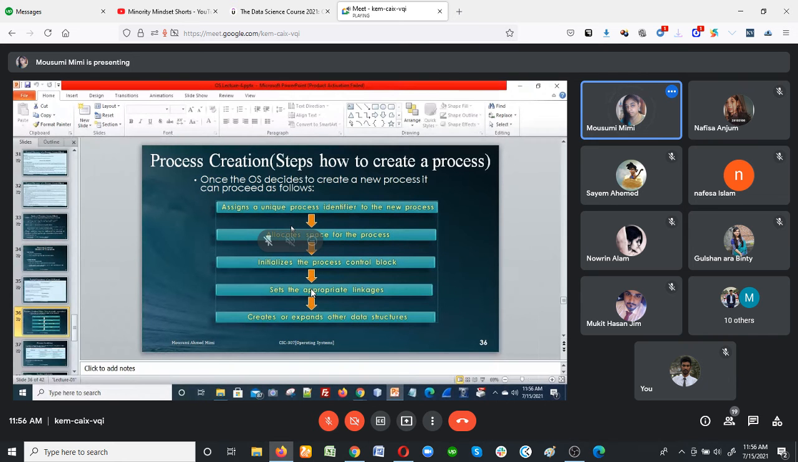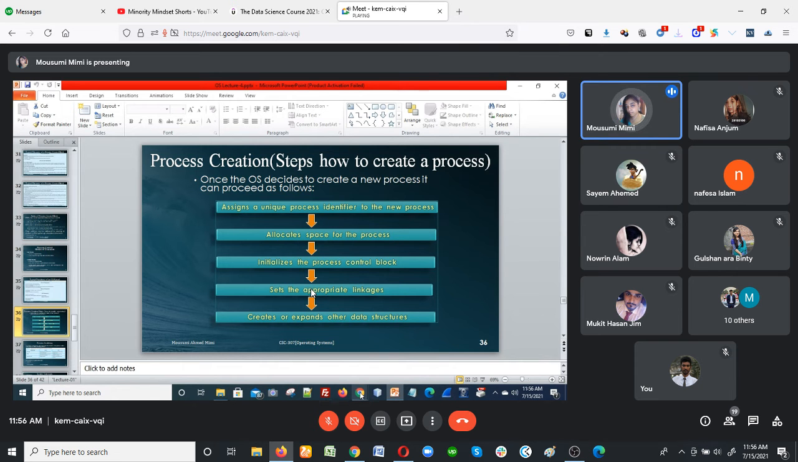First of all, it assigns a unique process identifier to the new process. Means there is a queue in the operating system's processor. So inside the queue, it inserts a new process. After that, it allocates space for the process.